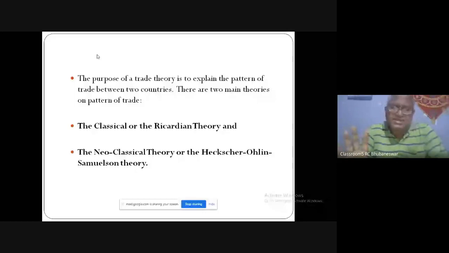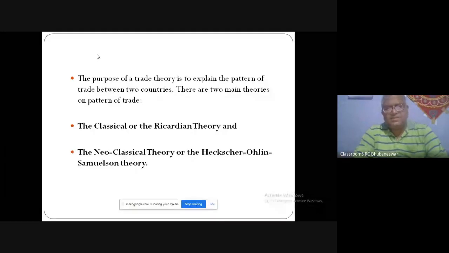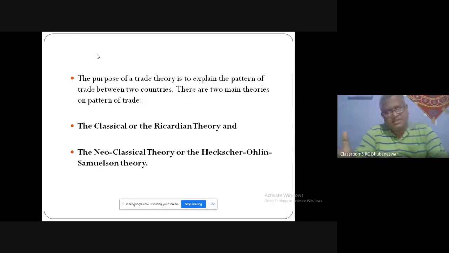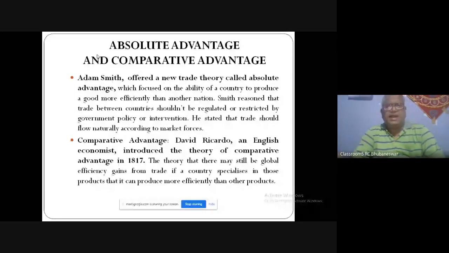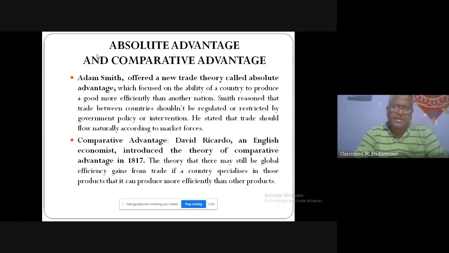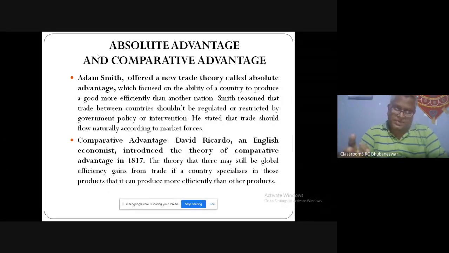One is the classical or Ricardian theory. Another is the neoclassical theory, or Heckscher, Ohlin, Samuelson theory. One is classical, another is neoclassical. If you talk about the concepts of absolute advantage and competitive advantage, the Ricardian theory is totally focused on competitive advantage. Before that, Adam Smith focused on absolute advantage.